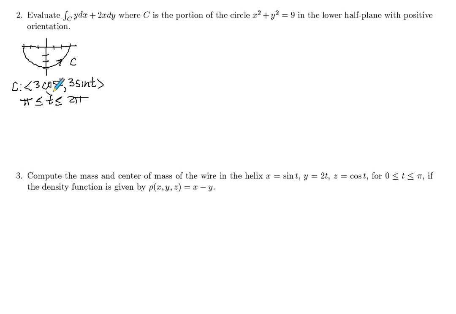So here's our x, 3 cosine t, here's our y. So x is 3 cosine t, and our y then is 3 sine t. And we will need a dx and a dy. So then dx is going to be the derivative of 3 cosine t, which is negative 3 sine t dt. And dy, the derivative of 3 sine t, is 3 cosine t dt.